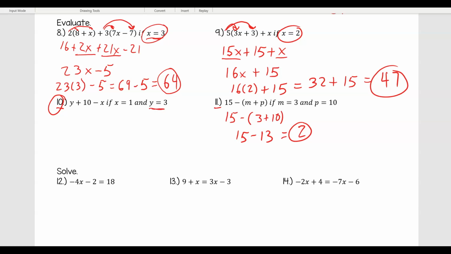So we want to be a little careful here. Watch, we have 3. So plug in the 3 first. That's what y is, not 1. So I have 3 plus 10, and then x is 1 here, so minus 1. So 13 minus 1, you should have come up with 12 for that one.